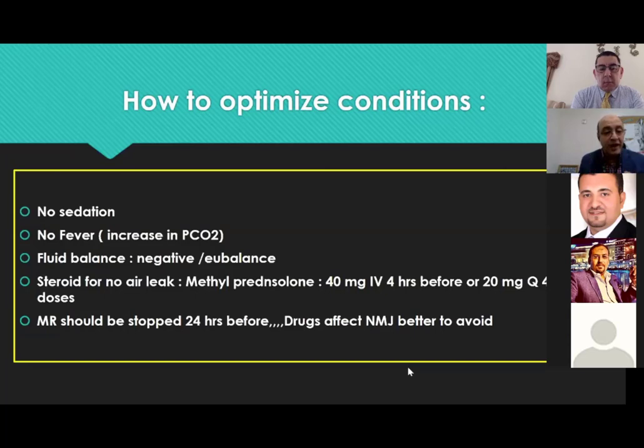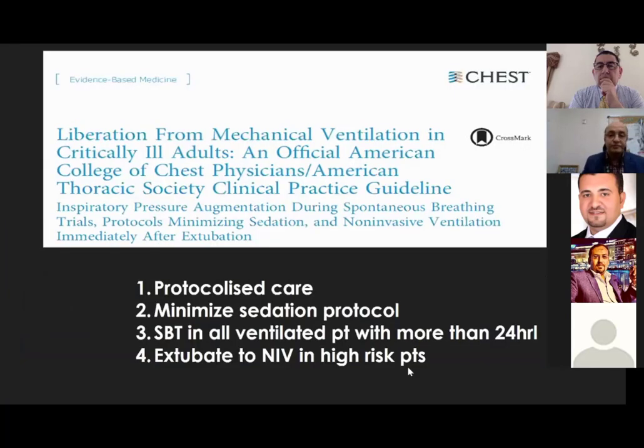You have to minimize or stop sedation. It's better to maintain your patient on the dry side, so there is no harm, if the kidney is okay, to give some doses of furosemide before you extubate, and you keep your patient, if not negative, at least in balance. You consider a steroid if you have a question mark about the air leak and edema of the upper airway. Muscle relaxants should be avoided, or at least stopped 24 hours or more before you attempt to wean.